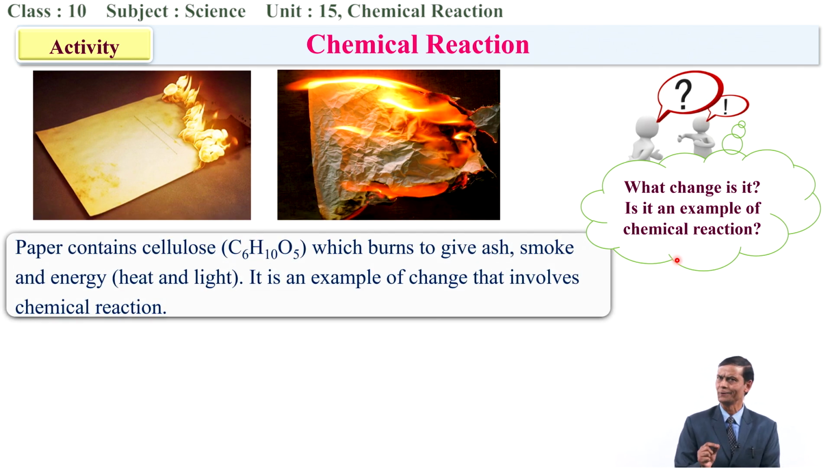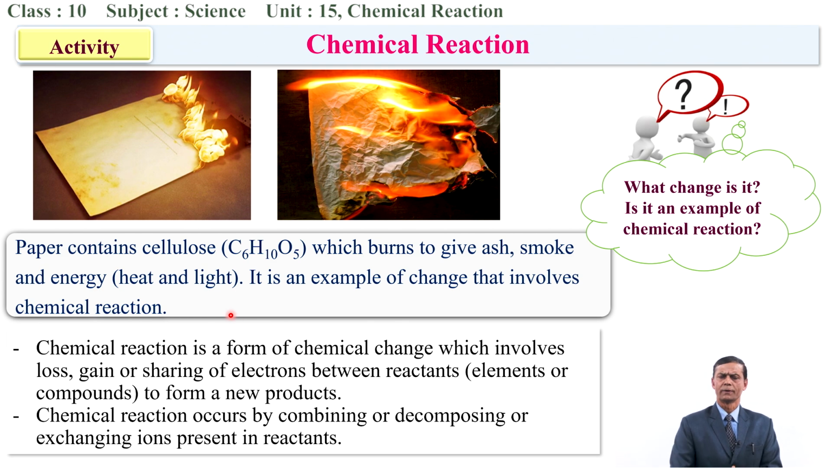Paper contains cellulose. Do you know cellulose? Yes, this is a compound present in the plant, because paper is formed from the plant, isn't it? So the cellulose formula is C6H10O5, that contains carbon, hydrogen and oxygen, which react to give smoke and energy in the form of heat and light. So it is an example of which change? Chemical change. So it involves which reaction? Chemical reaction. So chemical reaction is a form of chemical change.